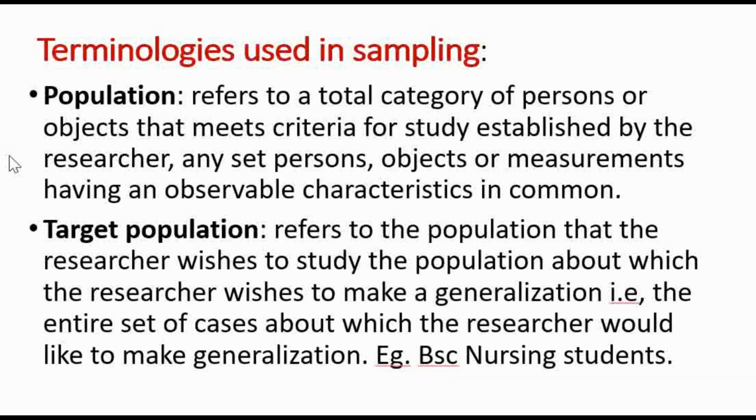Next is target population. It refers to the population that the researcher wishes to study, the population about which the researcher wishes to make generalizations. That is the entire set of cases about which the researcher would like to make generalizations. An example given is BSc nursing students.